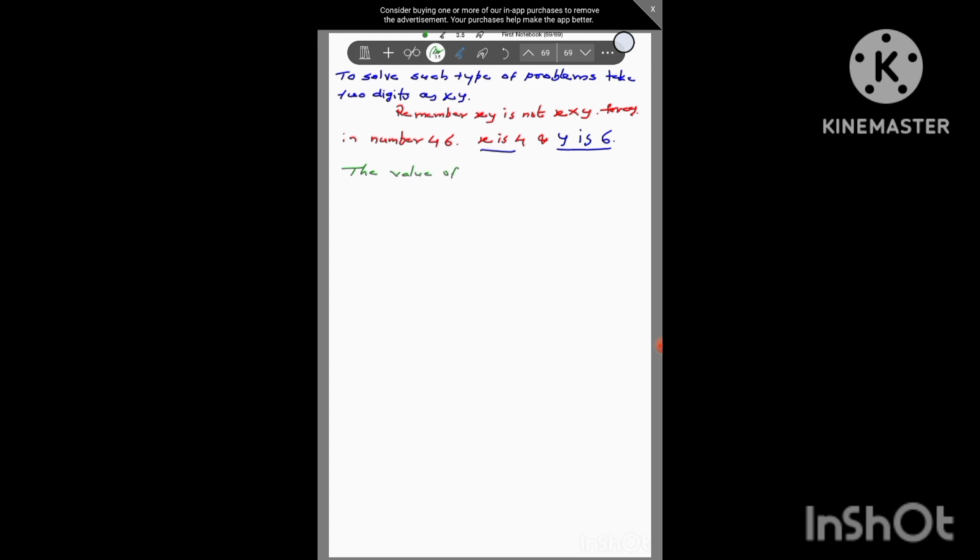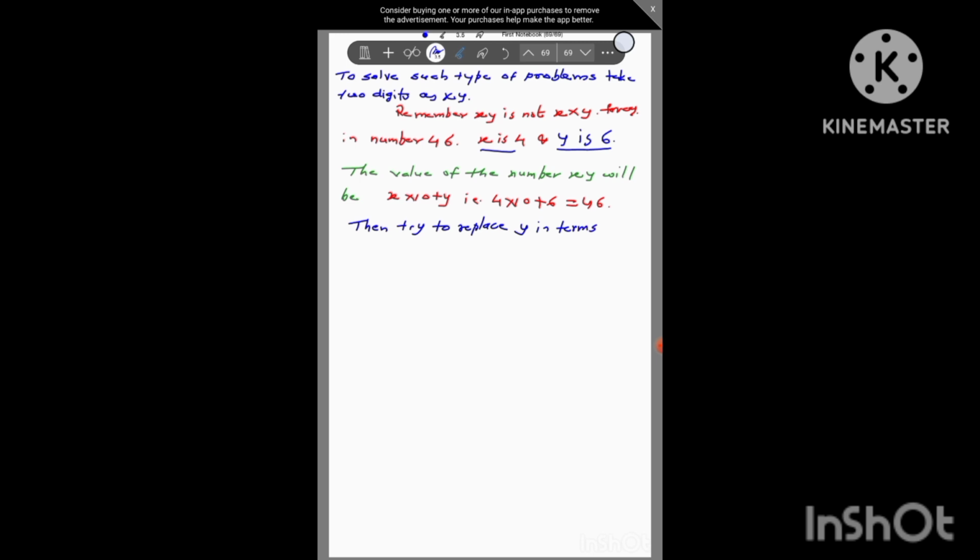Okay, now the value of xy will be given like this: x into 10 plus y. Okay, in the above example it will be 4 into 10 plus 6, that will be 46. Got it? Just understand, this is the only core part of the problem. Okay, if you understand this, problem is no more a problem.